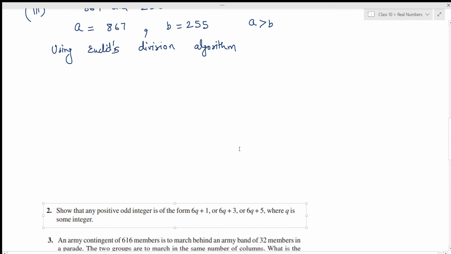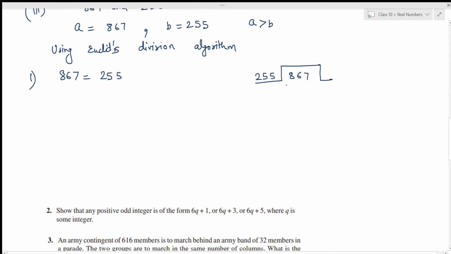We'll come to the first step. I'll divide 867 by 255. That is the first step. Let's do the division over here. You can either do the division first and then write all the steps. So 255 3s are going to be 765. Let's subtract, we'll get 102.